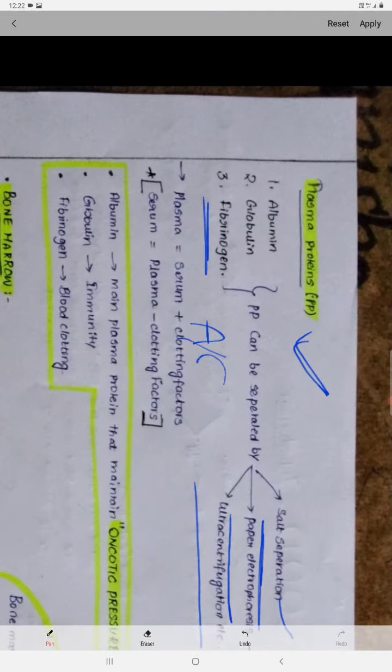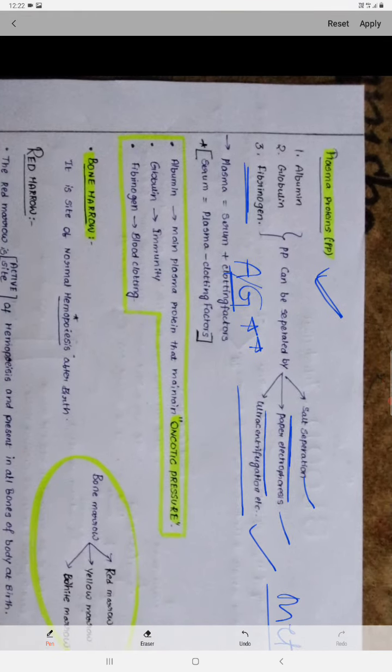Again, you should remember one thing: the A by G ratio is very important. Clinically it is important; it should be normal, otherwise it can indicate some diseases. Okay, and this is very important.